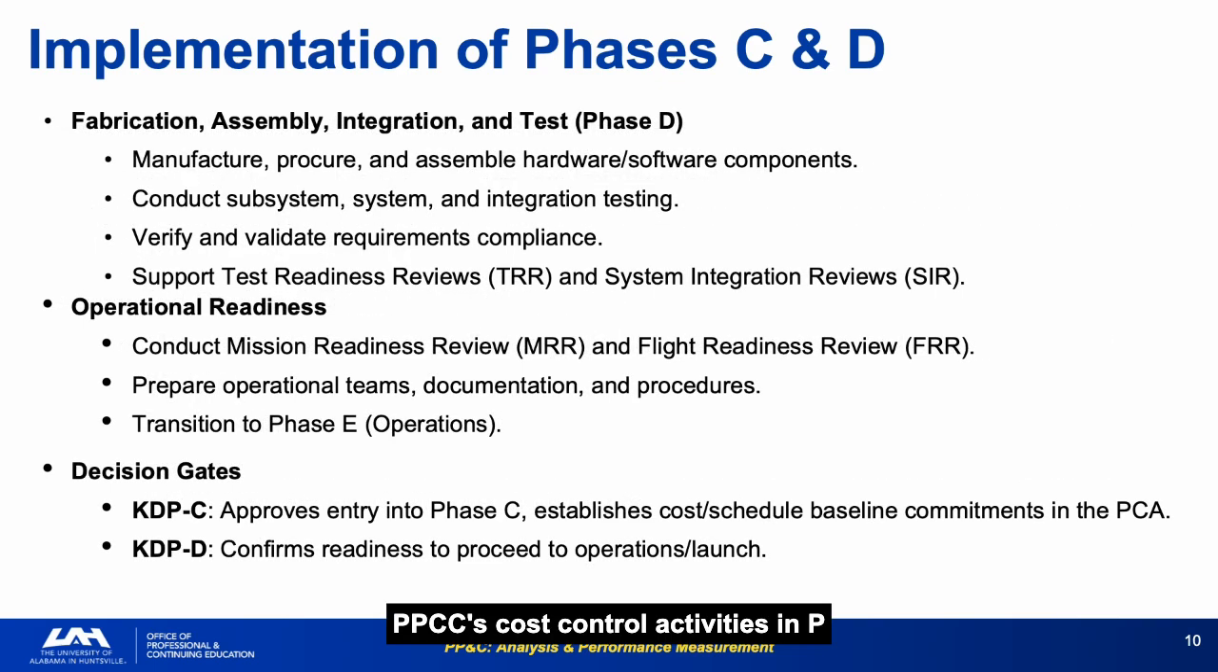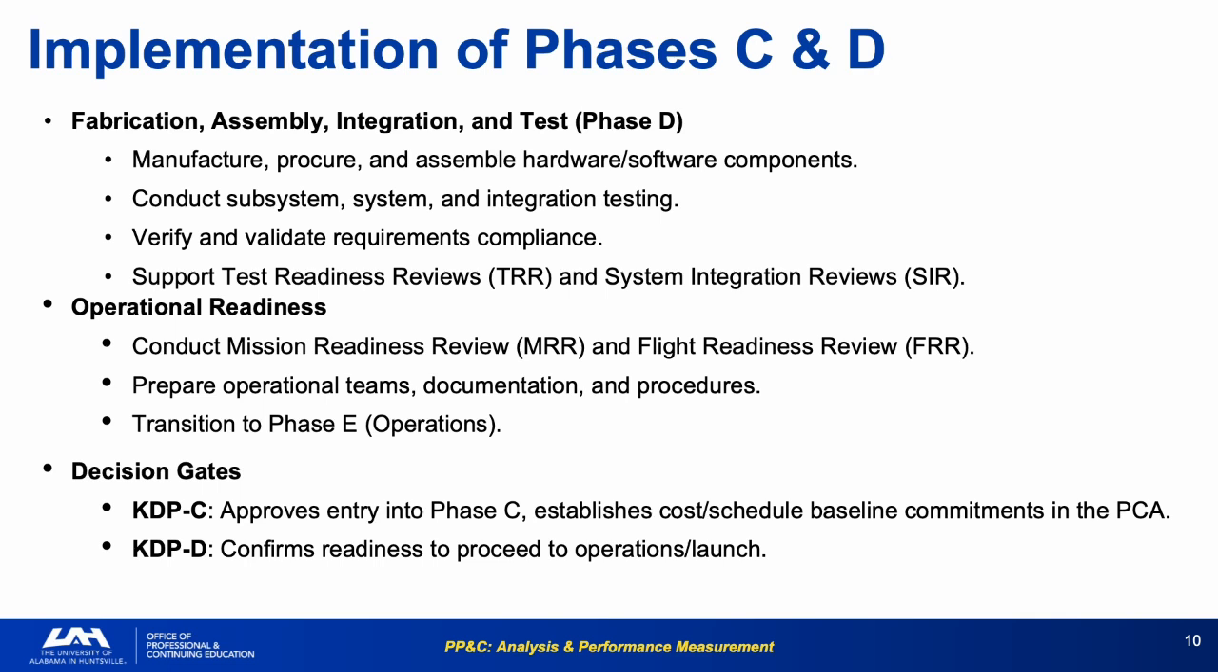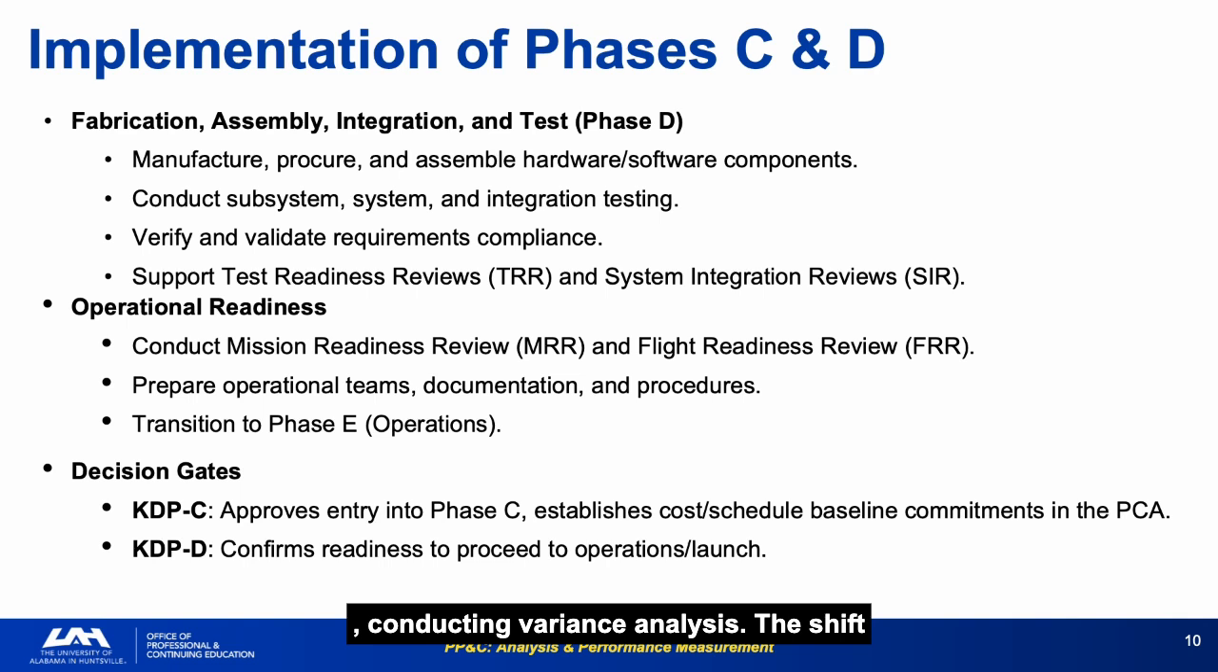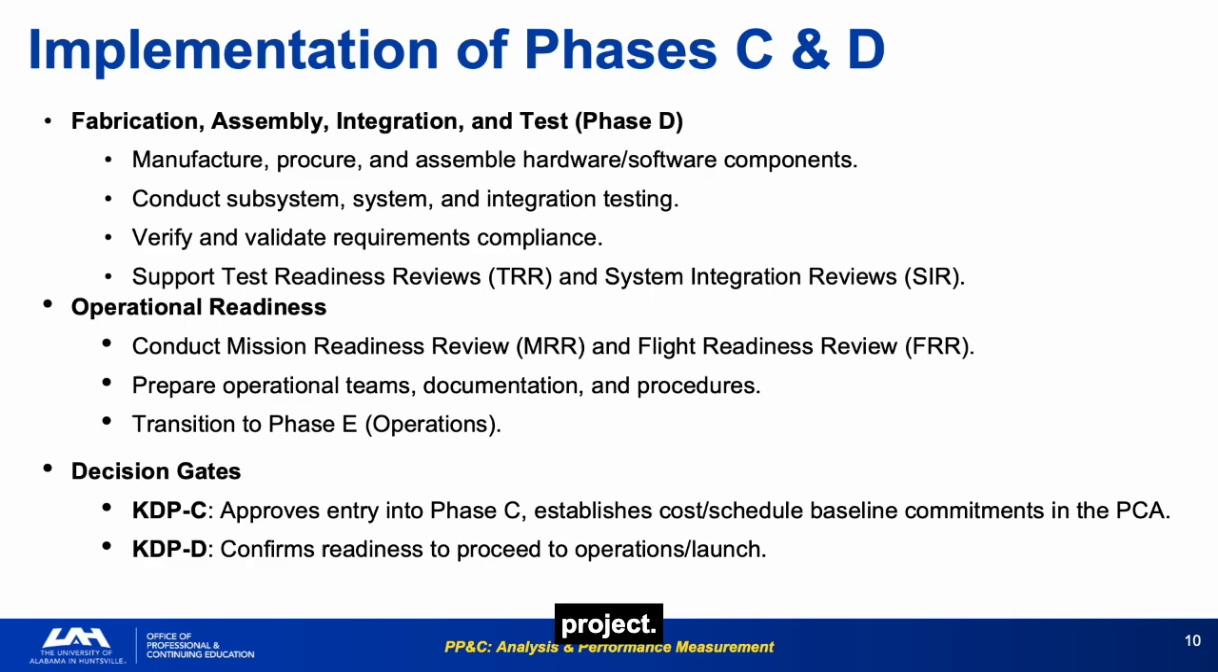PPNC's cost control activities in phases C and D: tracking performance against the LCC and PCA, updating EACs monthly, conducting variance analysis. The shift from estimating to controlling is a mindset change. You're no longer asking what it will cost. You're asking whether what it is costing is consistent with what was planned. Monthly EAC updates at the control account and WBS level are not administrative tasks. They're the earliest signal that cost growth is forming. Analysts who wait until variances are large and obvious to update the EAC have already failed their project.